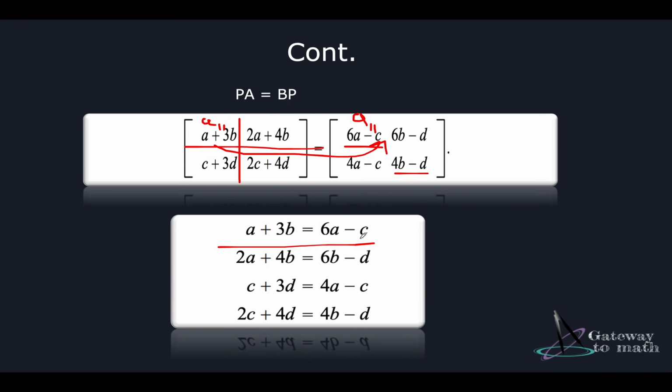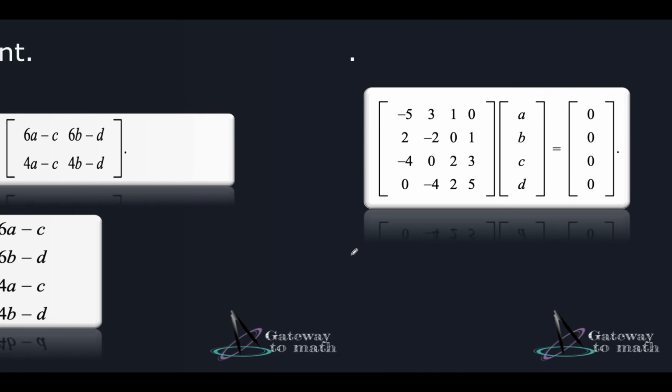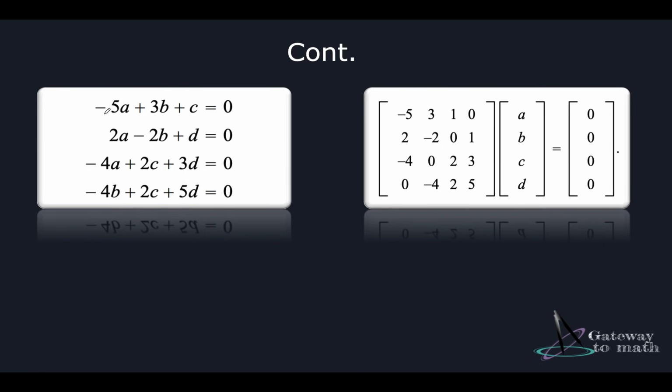Let us bring all the values that we have on the RHS to the LHS. So this equation will become A plus 3B minus 6A plus C equals 0. We're basically equating it with 0 and bringing all the values from the RHS to the LHS side. So this equation becomes minus 5A plus 3B plus C equals 0, 2A minus 2B plus D equals 0, minus 4A plus 2C plus 3D equals 0, minus 4B plus 2C plus 5D equals 0.